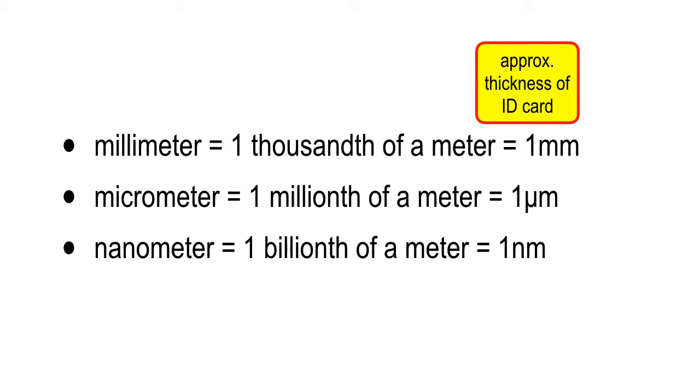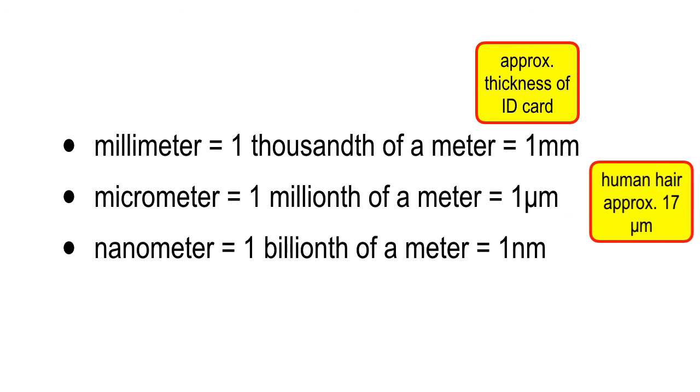A micrometer is a millionth of a meter, symbolized with the Greek letter mu. That's this kind of left to right Y here. That's the Greek letter mu, lowercase mu. A micrometer is a millionth of a meter, and a human hair is approximately 17 of those, on average. Or I think the minimum of a human hair is about 17 micrometers. So maybe 10 micrometers or so, 20.